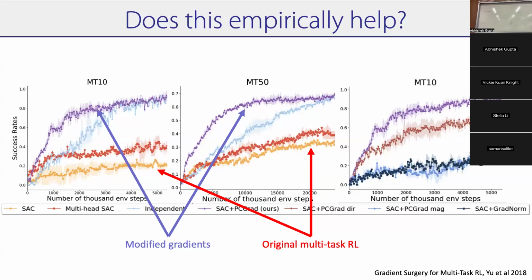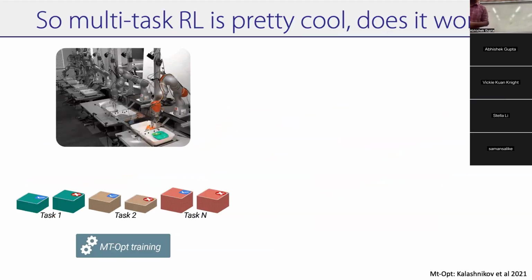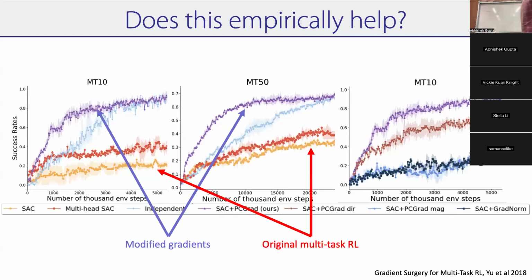It eventually gets to the same optimum, right? So if you look at MT10 and MT50, it eventually gets to the same optimum. It's just slower. So it's learning one task at a time, so it has no data sharing from the other tasks. Yeah, so you can go look at the paper for some more proofs and so on. It's a reasonably easy approach to change any multitask RL problem.